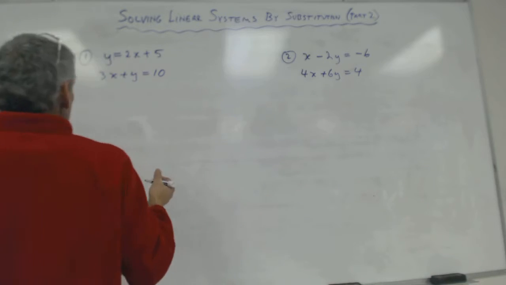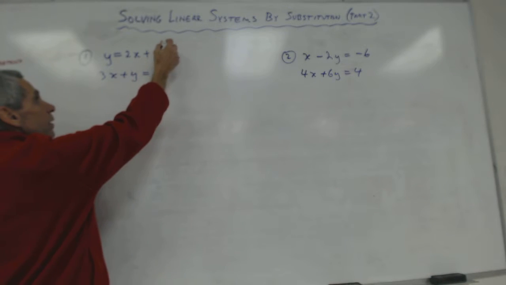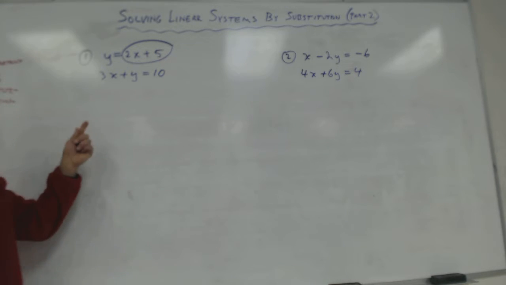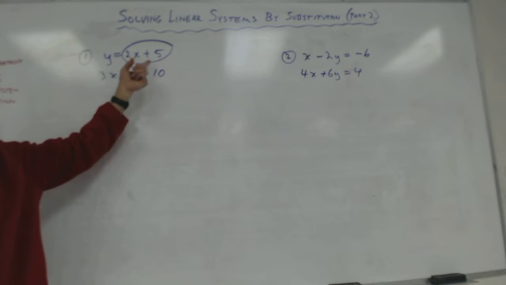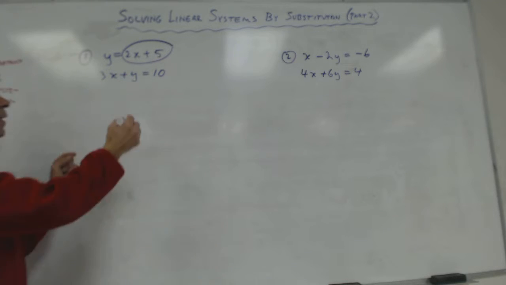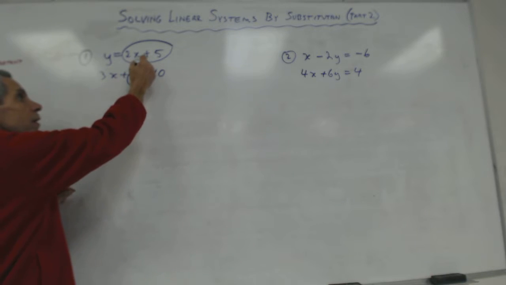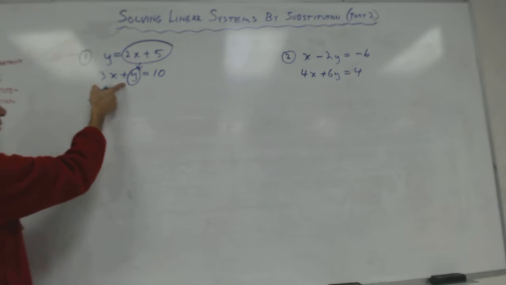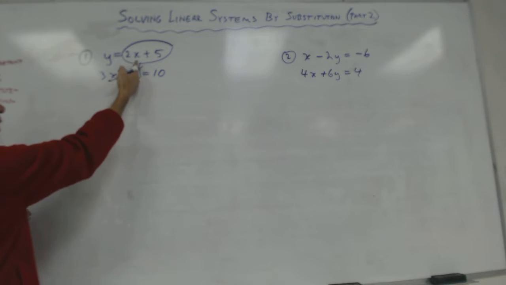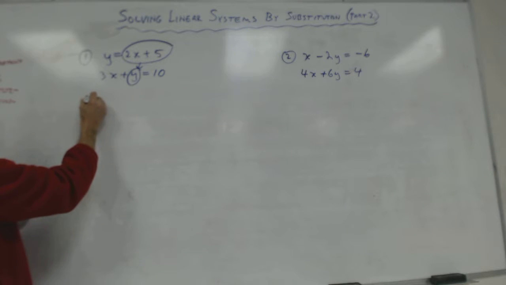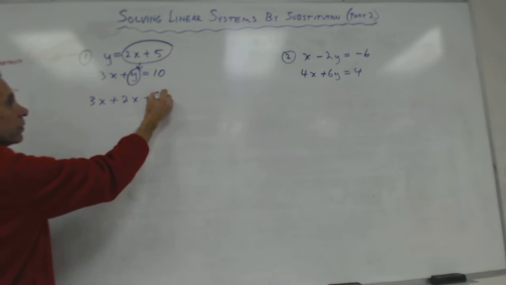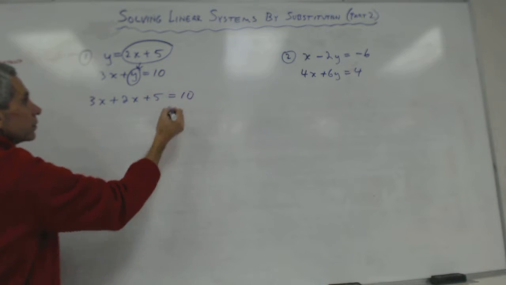And if you remember, the method is to circle what y equals. Since y is exactly the same thing as this, right? And I can replace this y with that. And then I will have one equation. I'm going to rewrite this second equation. Instead of the y, I'm going to put the 2x plus 5. So I have 3x plus 2x plus 5 equals 10.